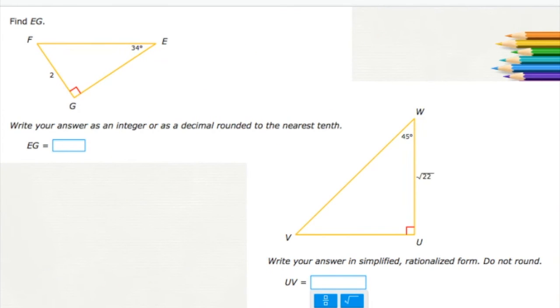Now for this problem next to it, it is using radicals, so please remember to not have a decimal answer, if not it'll get you marked wrong. It is a 45-45-90, so it is a special right triangle. Opposite and adjacent are the same, so if you don't actually want to solve this, you could just say O is the same thing as A, which is root 22. So with special right triangles, it's usually pretty quick and easy.